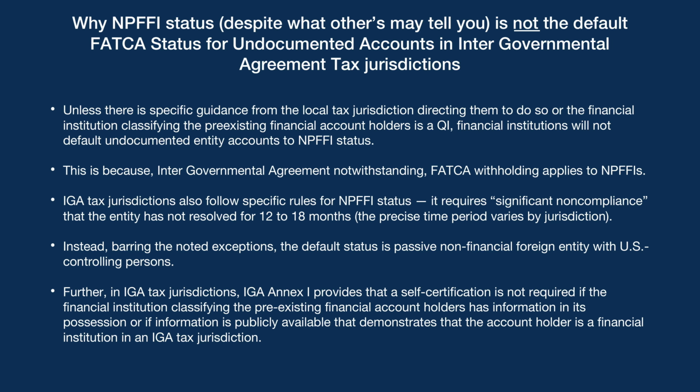Further, in IGA tax jurisdictions, IGA Annex 1 provides that a self-certification is not required if the financial institution classifying the pre-existing customer financial account holder has information in its possession, or if information is publicly available, that demonstrates that the account holder is a financial institution in an IGA tax jurisdiction.